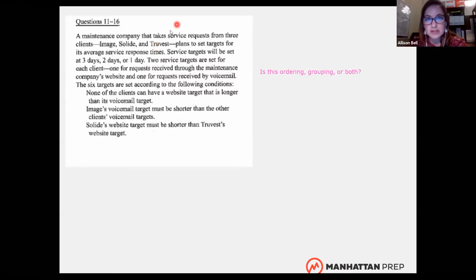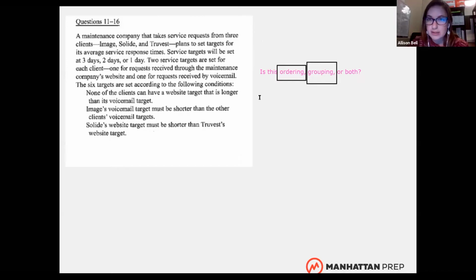So that actually makes this sound like a game that has a little bit of an ordering element, in that I'm keeping track of who's got the longer or shorter targets. But it's also possible that some of these will be in the same group. So there could be 2 of them that have a website target of 2 days. So I also have a bit of a grouping element, and I want to keep that in mind when I create my board.